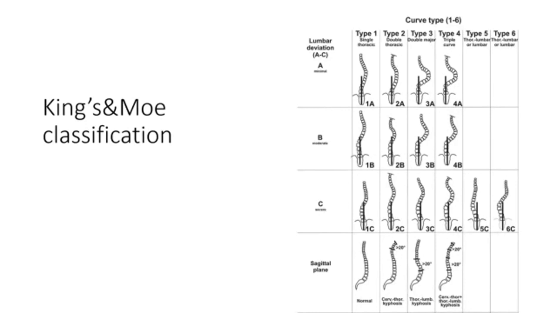What is the difference between A, B, and C is this mid-sacral line and how much deviated the lumbar spine is from it. So this is A, B, and C. What are type 5 and type 6? These are the ones with the curve in the thoracolumbar or lumbar area only, and they are all type C because they are deviated from the midline.